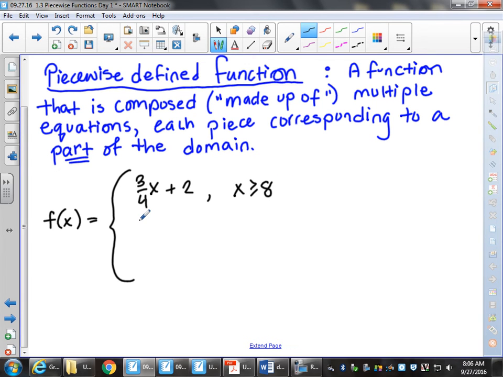Second rule, f of x equals 5 when x is between 4 and 8, when x is strictly greater than 4 and strictly less than 8. And our third rule, negative 1/2 x plus 3 when x is less than or equal to 4.